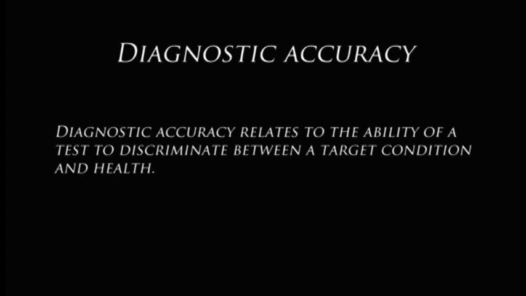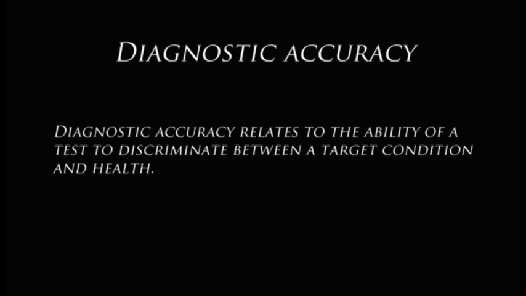So let's change the definition and say diagnostic accuracy relates to the ability of a test to discriminate between a target condition and health. Okay, we're getting warmer. A target condition may not be disease, right? It's just a target condition, whatever that is. A thickened periodontal ligament, a shadow on a radiograph, the lack of a canal seen in a radiograph. The target condition is just simply a finding that you describe on a radiograph.